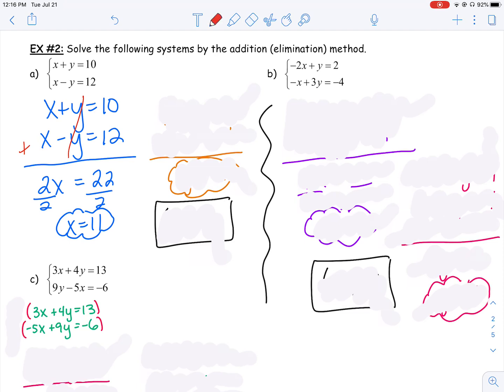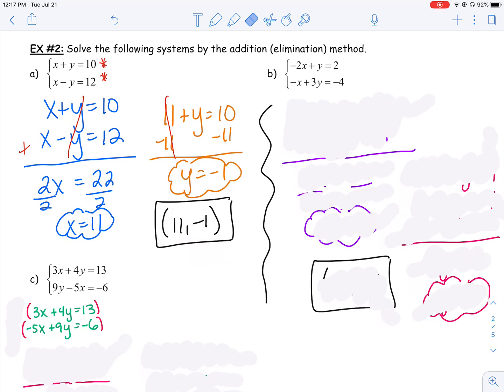Now remember, you can plug your x back into either one of your originals and you would still get the same answer. You should anyway, right? So pick one of the two equations, plug in 11 for x, and let's solve for y. I decided to use the top equation. I plugged in 11 for x in x plus y equals 10. Now let's figure out what y is. If I subtract 11 from both sides, I end up getting y equals -1. So the solution to this system of equations is the point (11, -1).